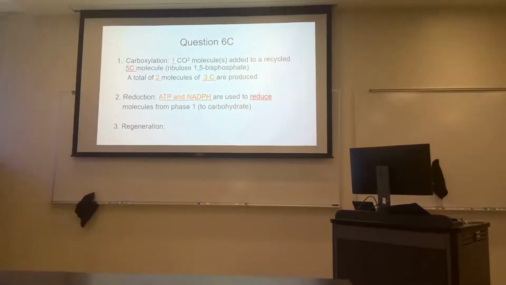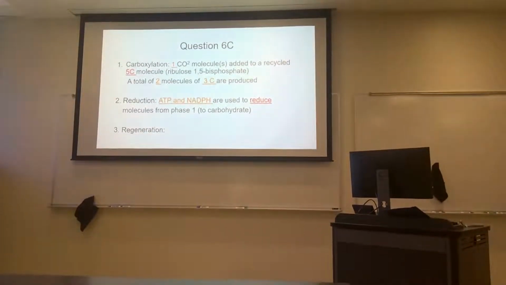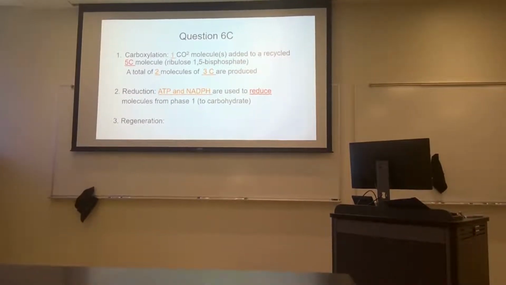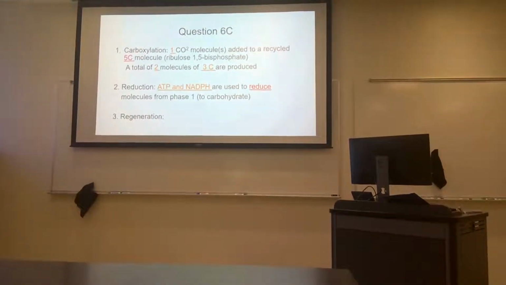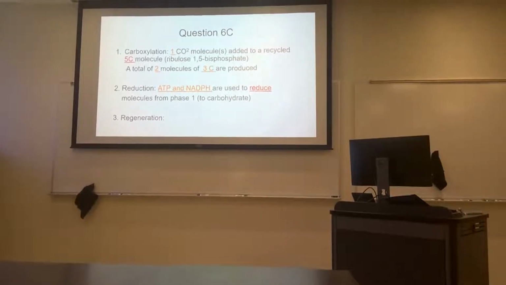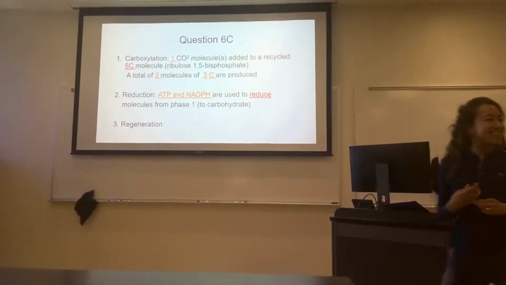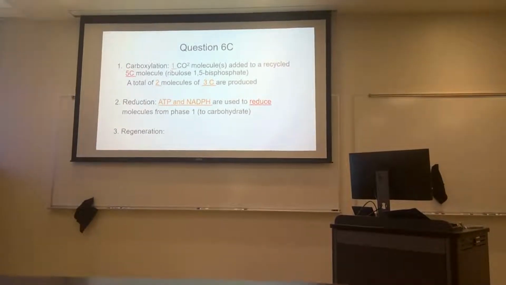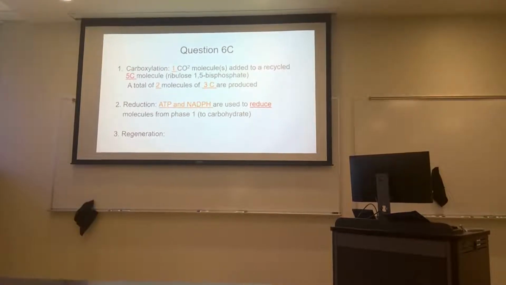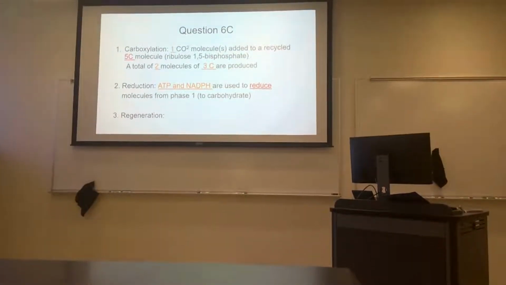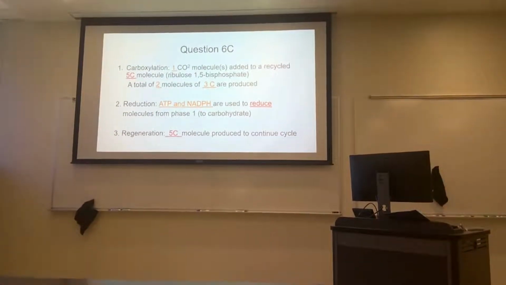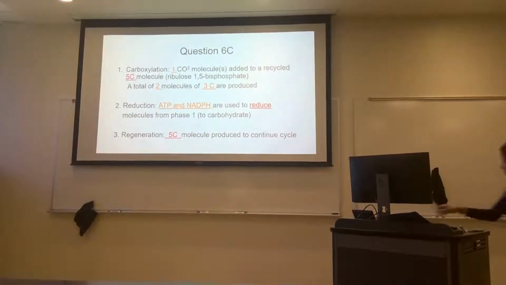So look at this diagram. What would you need to regenerate to continue the cycle? After this, you're going to start this again. What would you need to regenerate? Of what? Yes, so you're regenerating that 5 carbon molecule. So that ribulose 1,5-bisphosphate, whatever the long name is, basically this 5 carbon molecule. So the plant is taking 1 CO2 from the atmosphere.